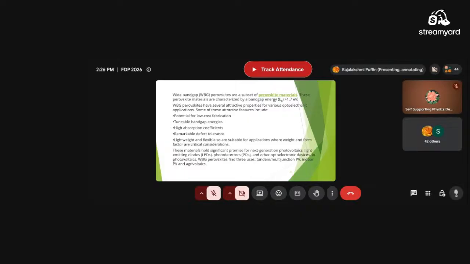And where are we using it? As I said, this is going to be the next generation of photovoltaics. We can use it for blue LEDs, LED photodetectors, photovoltaics, wide band gap perovskites, and also tandem cells. We can go for combinations of tandem, which is also very advanced. In the current scenario they are working on that to increase electrical applications, especially to increase the voltage.